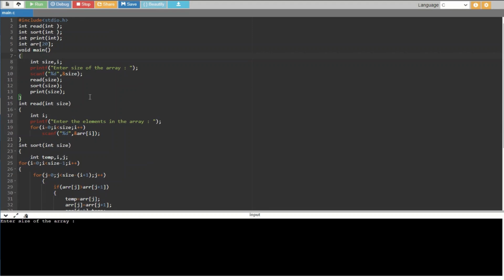While running, it is asking to enter the size of the array. I entered 5 and entered the elements of the array. I am entering 2, 6, 1, 8, 0, and it printed after sorting, the elements are 0, 1, 2, 6, 8.